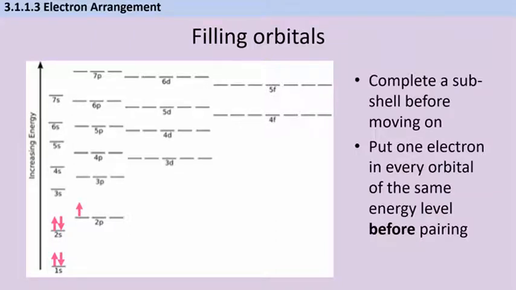Now we've moved on to our 2p subshell, and now we have multiple orbitals with the same energy level. So we're going to put one electron in each of these before we start pairing anything. So for carbon, we're going to have two unpaired electrons in two separate p orbitals. Once each of those orbitals is full, then we need to start pairing.